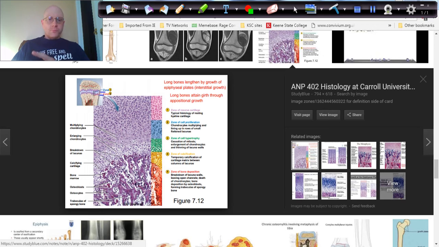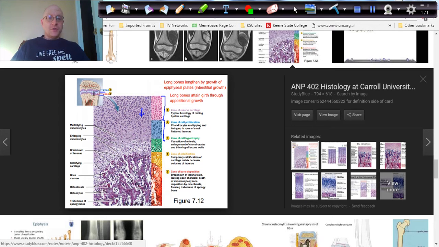So this enlargement now shows you the 5 zones that are associated with the metaphysis, starting with this one. This one right here is called the zone of reserve cartilage. It's just plain hyaline cartilage. Some of the cells are reproducing from within and kind of pushing tissues outwards. And as they get closer and closer towards the edges, towards where the bone is, then you see that there's a change in that cartilage behavior.